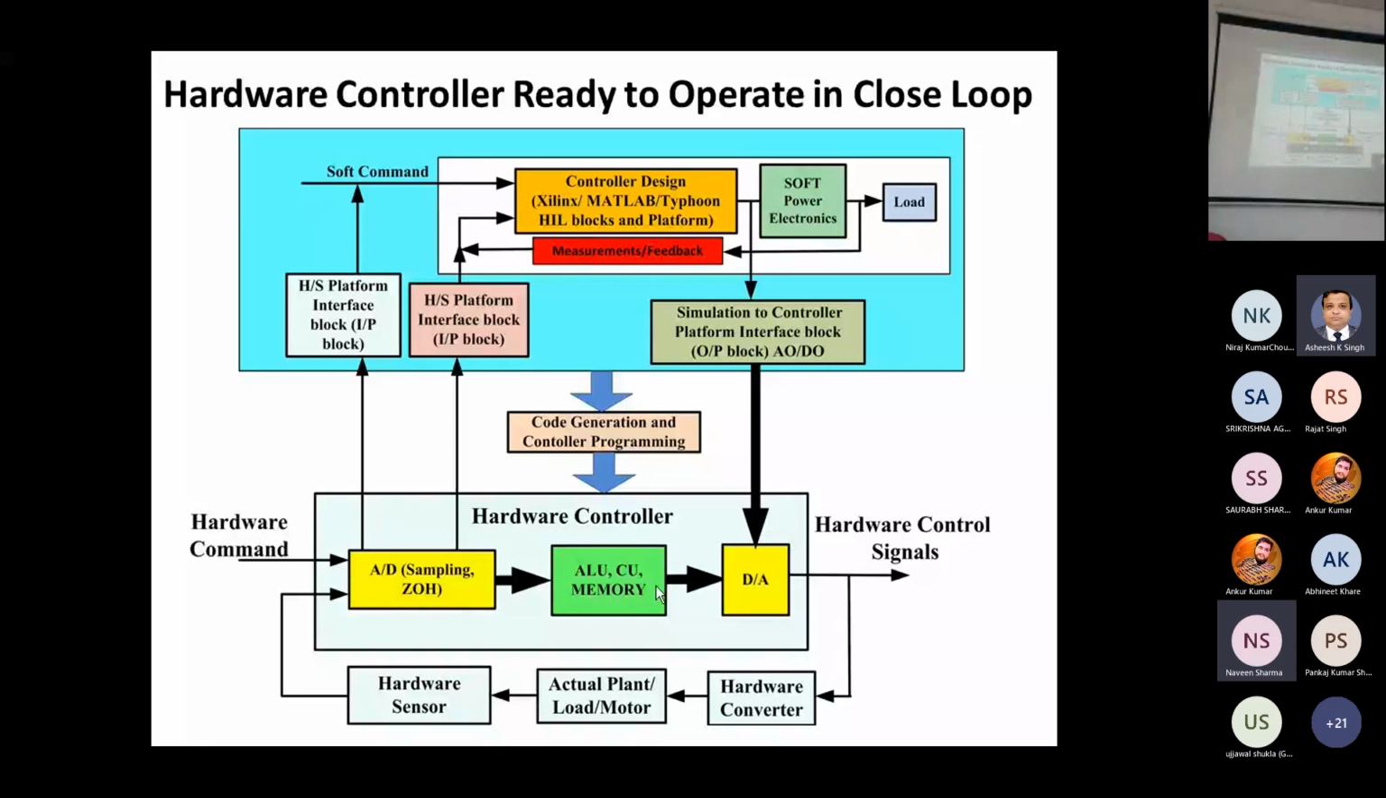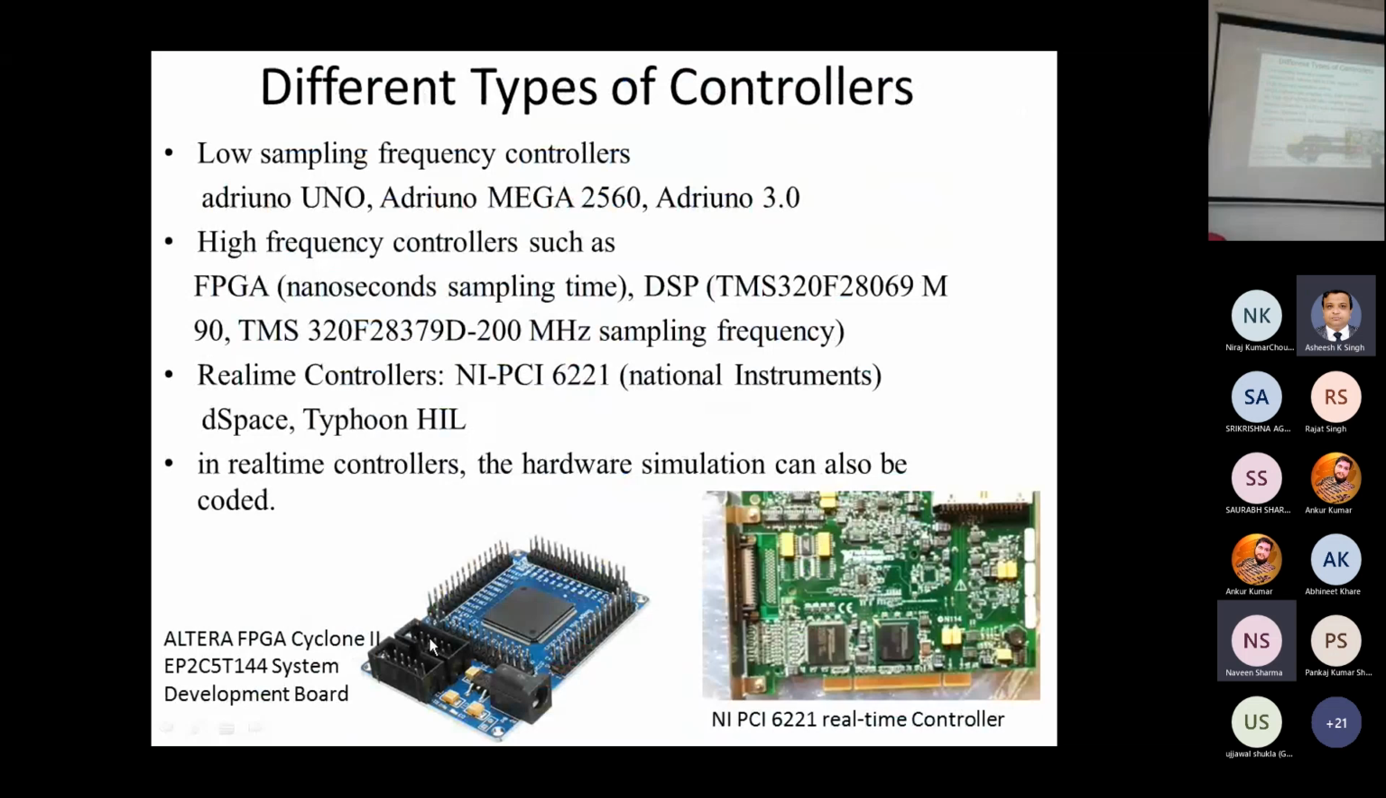So this is three parts actually. Once we have designed the controller in the soft platform, then we have used the interface blocks to generate the codes, and then the generated code has been dumped in the controller, and now this upper block is bypassed, and the whole control strategy of the soft platform will be performed by this controller. Now we see that there are different types of controllers.